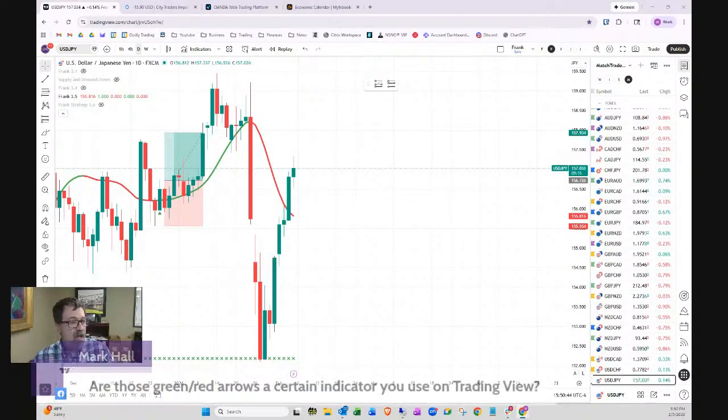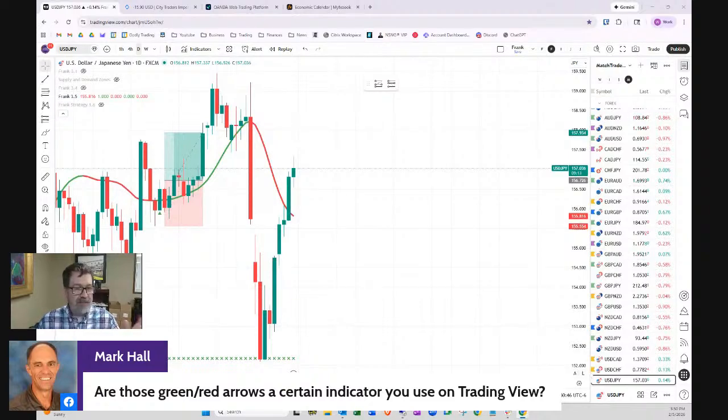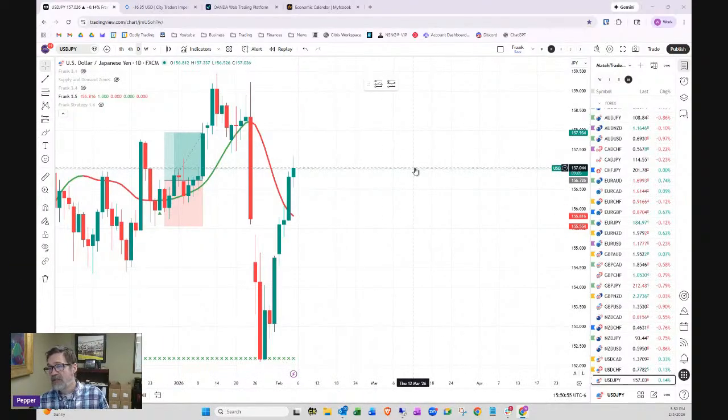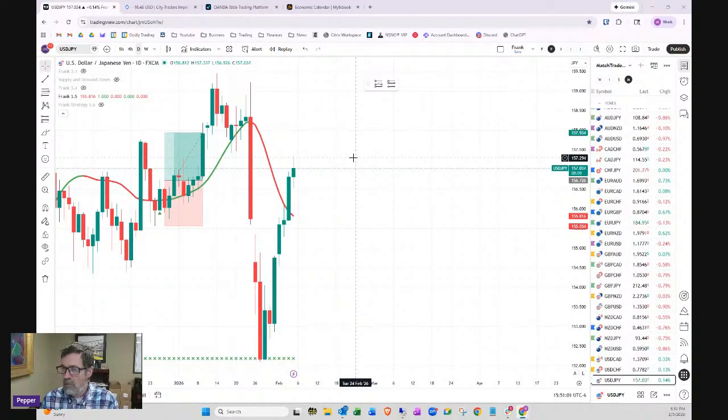By the way, Mark, I have your comment, and I have been trying to get to my computer and answer your question. I will do that before the end of the day. Mark says, "Are those green, red arrows a certain indicator?" Yes, this is one that I found and adapted. I forget the name of it, to be honest, but if you reach out to me, I can tell you how I created it, where I found it, and how I changed it.